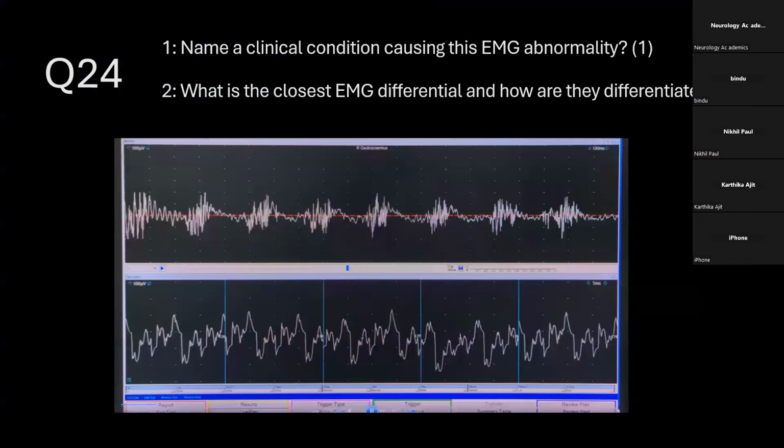Next question. Name a clinical condition causing this EMG abnormality. What is the closest differential and how are they differentiated?